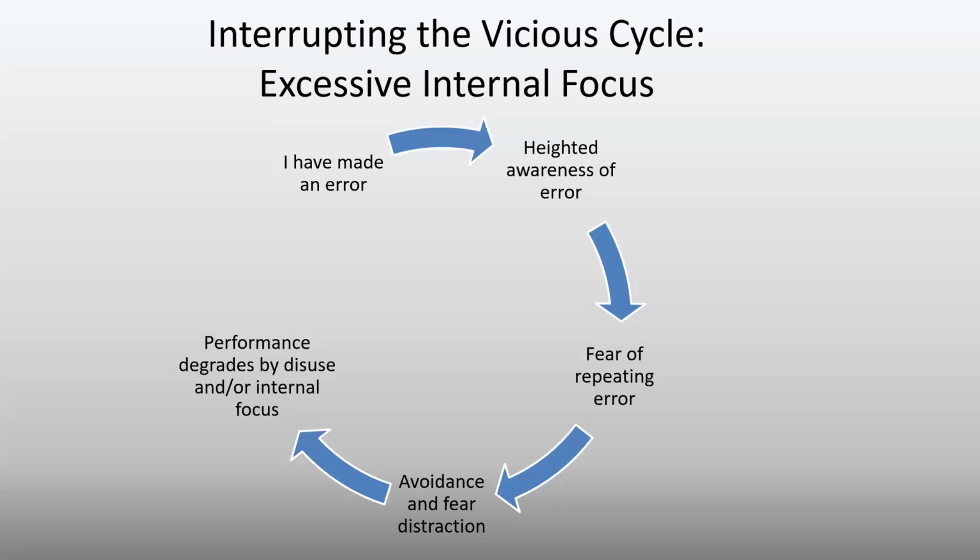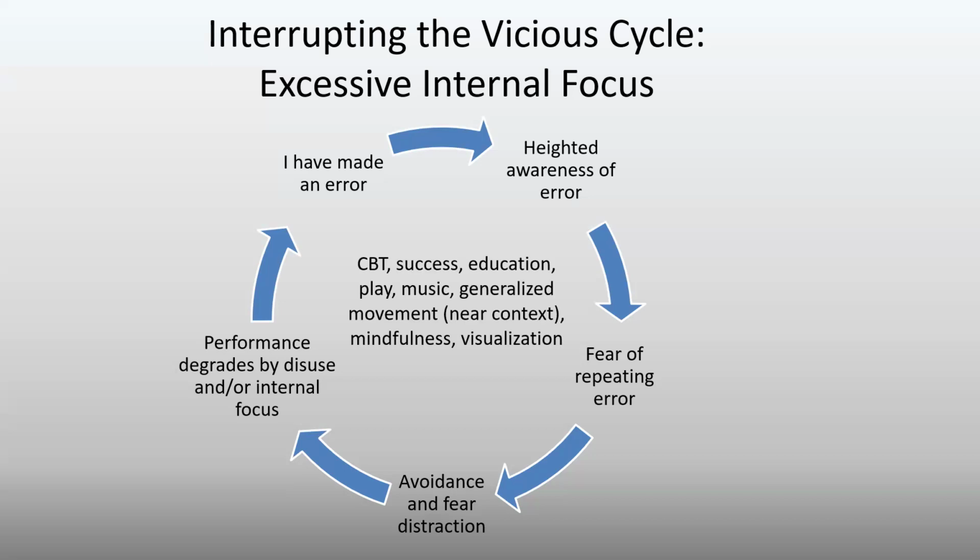Your performance then degrades by disuse and or internal focus. So the attempts to intentionally motor program robs the procedural memory of being able to perform things with automaticity. Then you make more errors, and then your heightened internal focus becomes elevated. How do we get out of this?